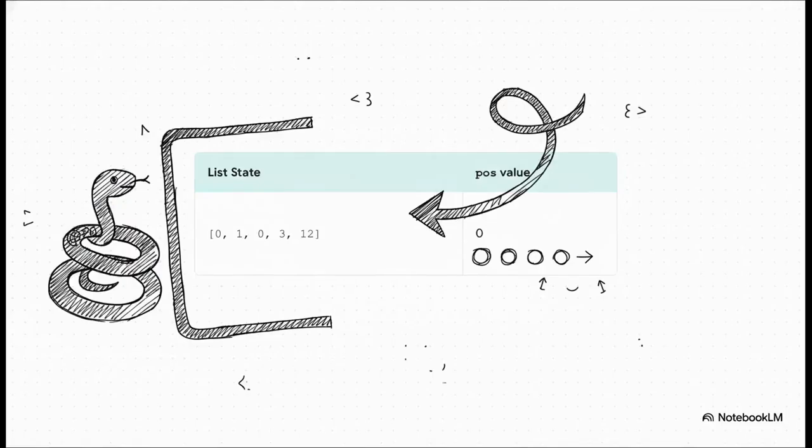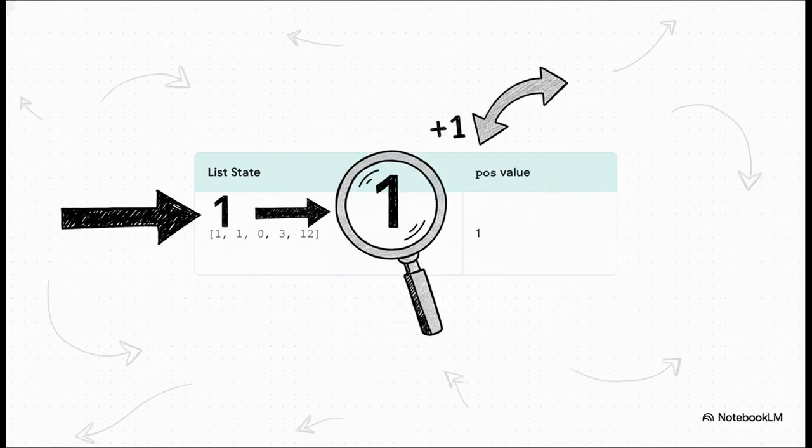Okay, let's just walk through this. At the very beginning, here's our list, 0, 1, 0, 3, 12. And our pos bookmark is sitting right at the start, at index 0, just waiting for the first non-zero number it finds. So as we scan through the list, boom, we hit our first non-zero number, which is 1. We immediately move it to the spot marked by pos, which is index 0. Then, and this is the crucial part, we slide our pos bookmark 1 step forward. It's now at index 1, waiting for the next non-zero number.